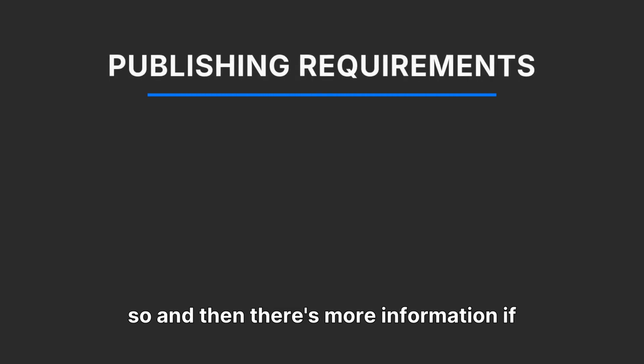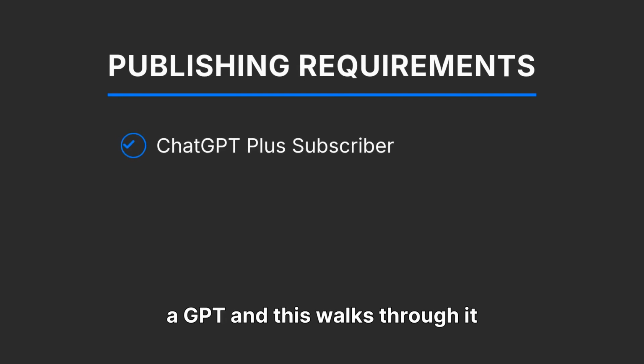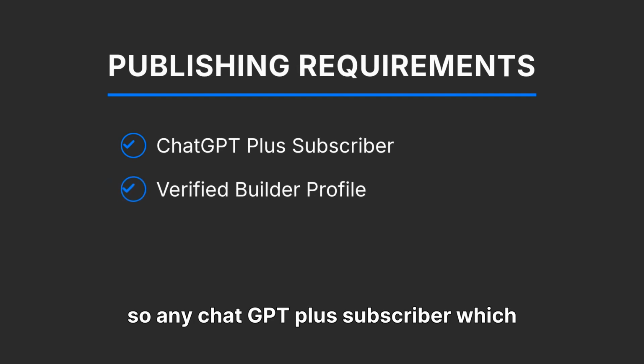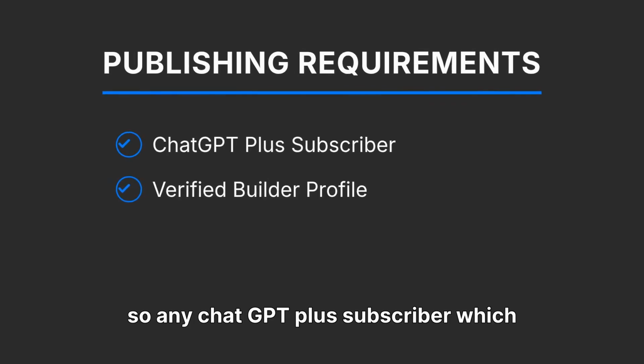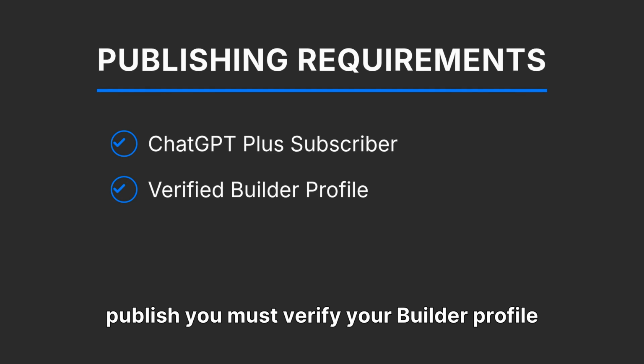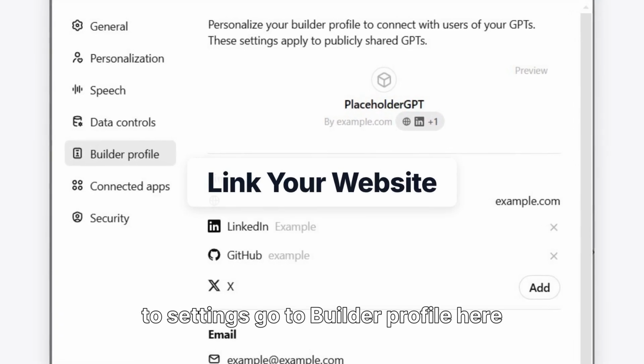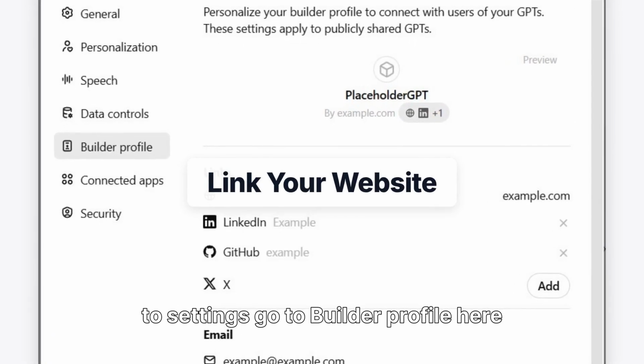And then there's more information if you scroll down here, building and publishing a GPT, and this walks through it. So any ChatGPT Plus subscriber, which I am, can create a GPT and share it with others. But in order to publish, you must verify your builder profile. Let's go to our profile settings, go to settings, go to builder profile here.